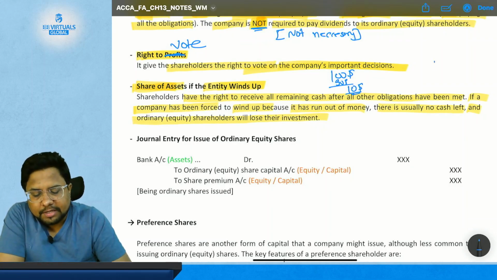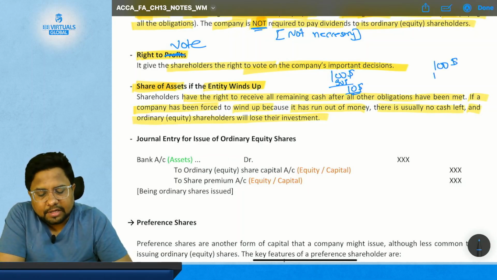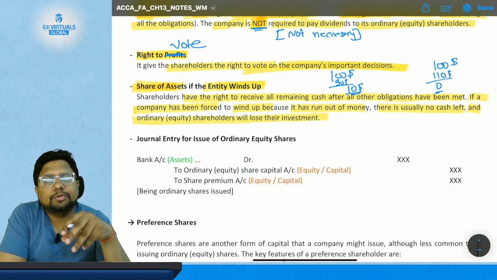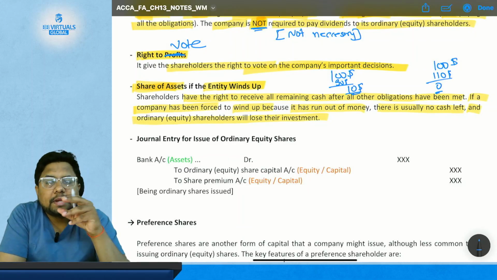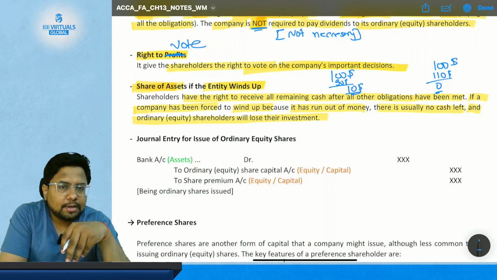But in the case the asset has been sold for $100 and the liabilities are $110, there is no money left because it is negative. So the shareholders will have to lose their investment. And what amount of investment do they have to lose? Only what they have invested, because this is a limited liability company, so their liability will be limited to the amount which they have invested in the shares of the company.